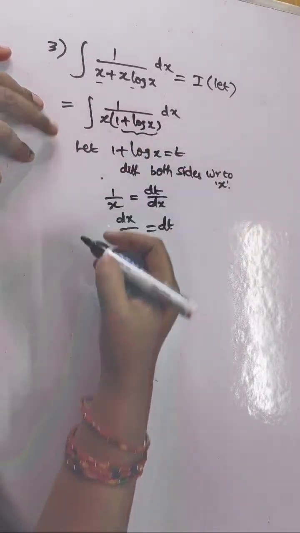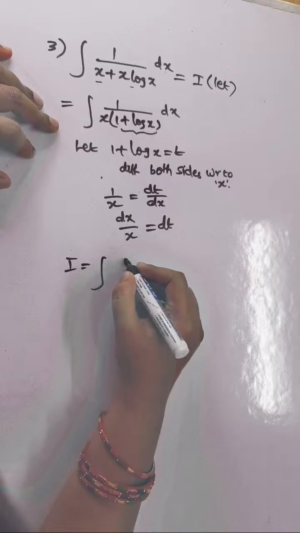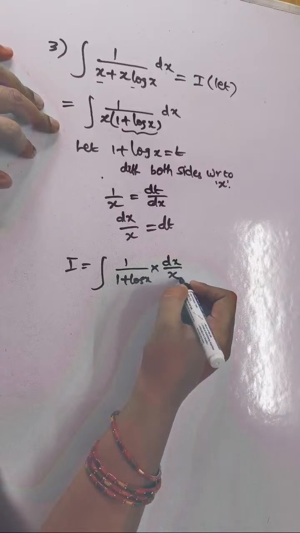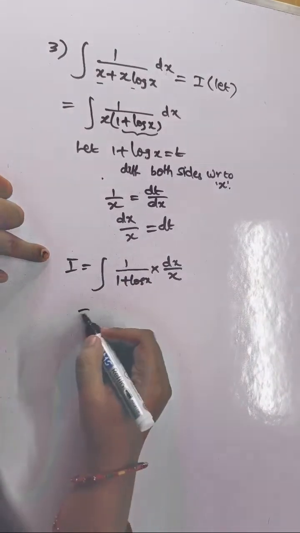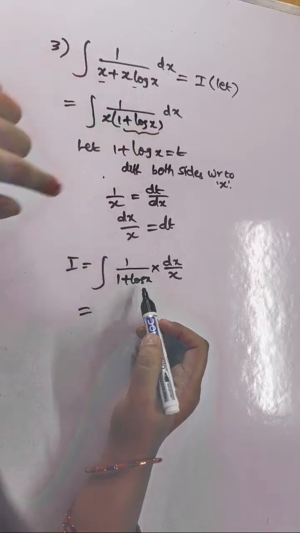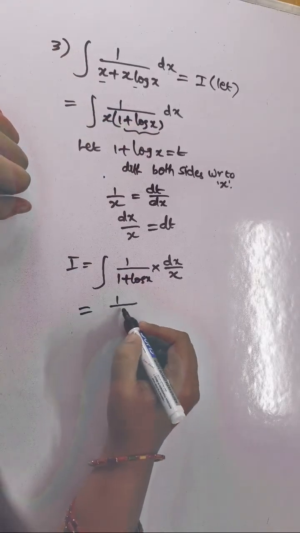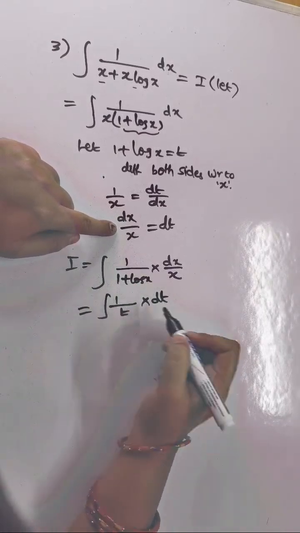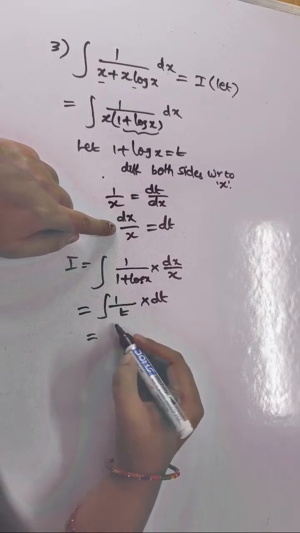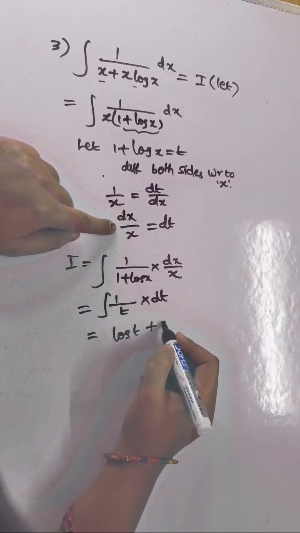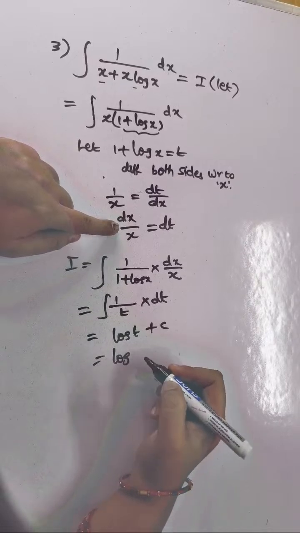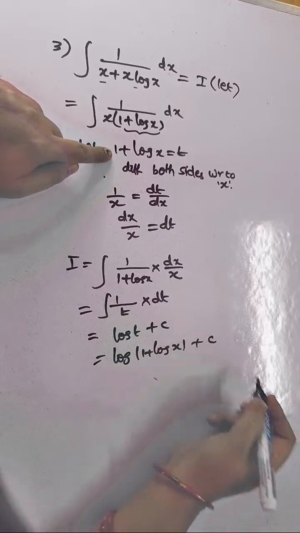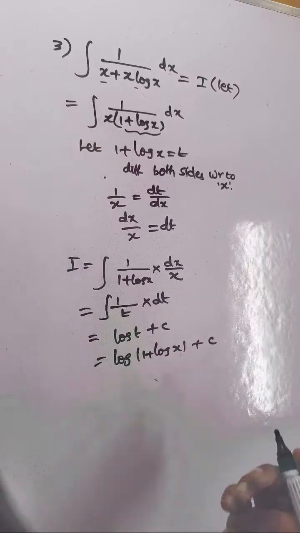So here the given question can be rearranged as usual: 1 by 1 plus log x into dx by x. Now, in place of 1 plus log x, you can take it as t, and dx by x as dt. Integrate as usual. The integration of 1 by t is log t plus c. In place of t, you can write 1 plus log x, so log of 1 plus log x plus c. That's all. It's easy, right?